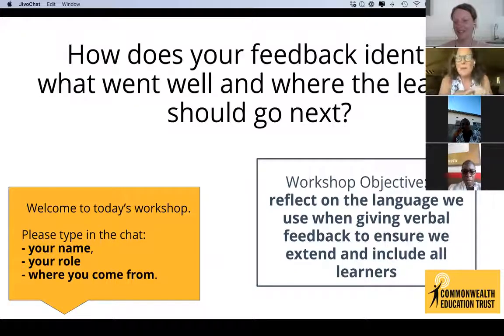So in our last workshop, we started looking at what effective feedback actually consists of. And today we're really going to focus on the actual purpose of the feedback and how you use it to make sure that you're moving the learners on.